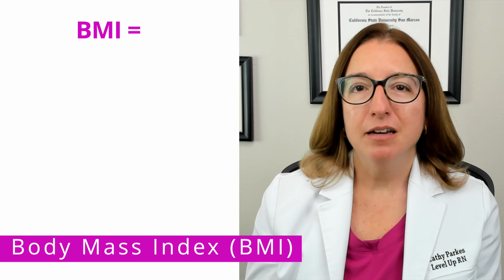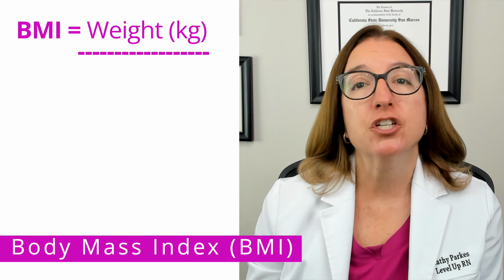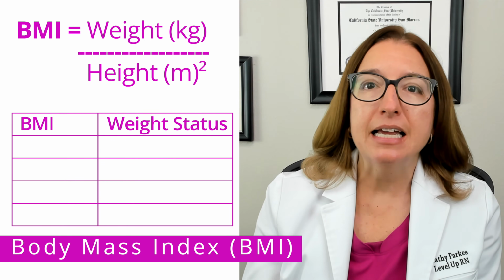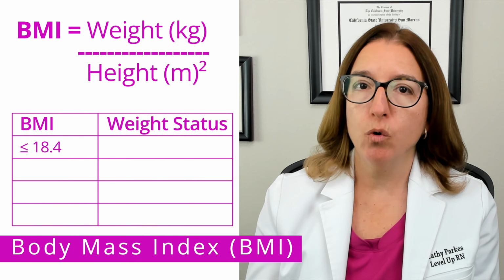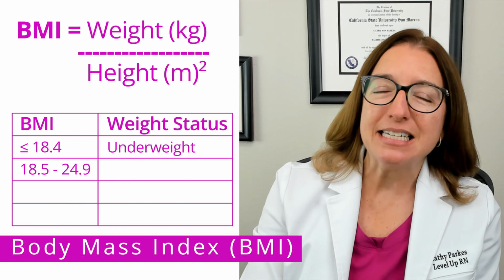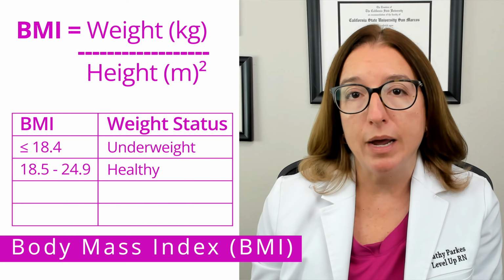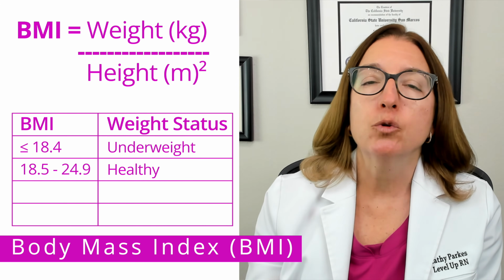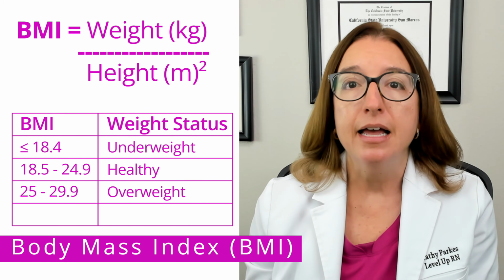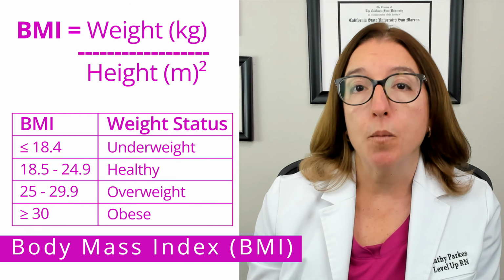BMI is calculated by taking the patient's weight in kilograms and dividing that by the patient's height in meters squared. A BMI less than or equal to 18.4 is considered underweight. A BMI between 18.5 and 24.9 is considered a healthy weight. A BMI between 25 and 29.9 is considered overweight. And then a BMI greater than or equal to 30 is considered obese.